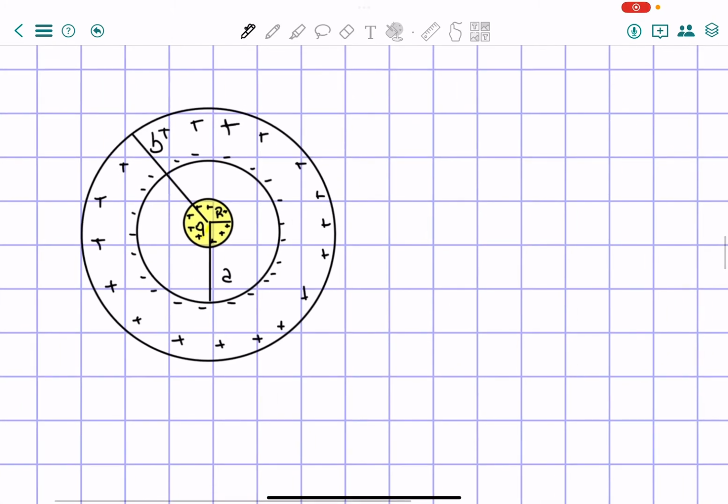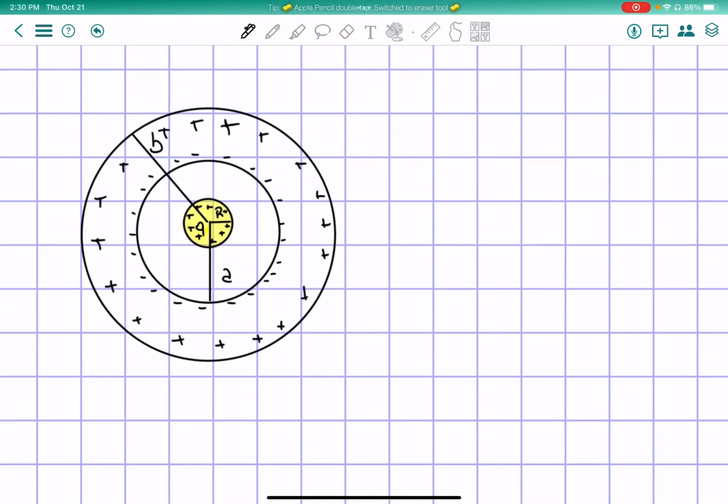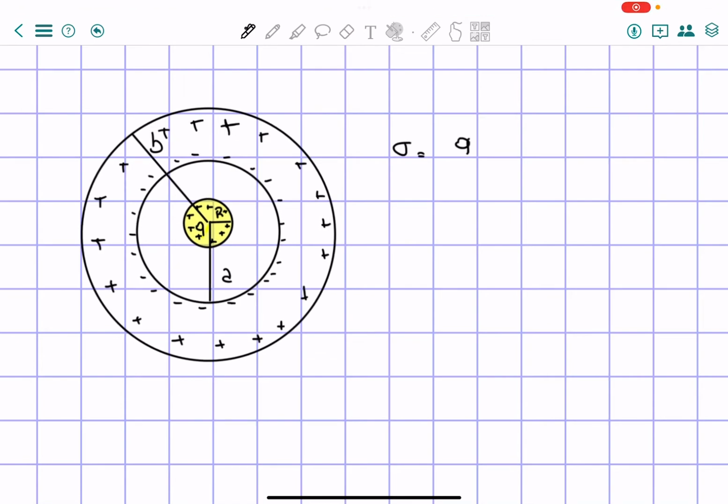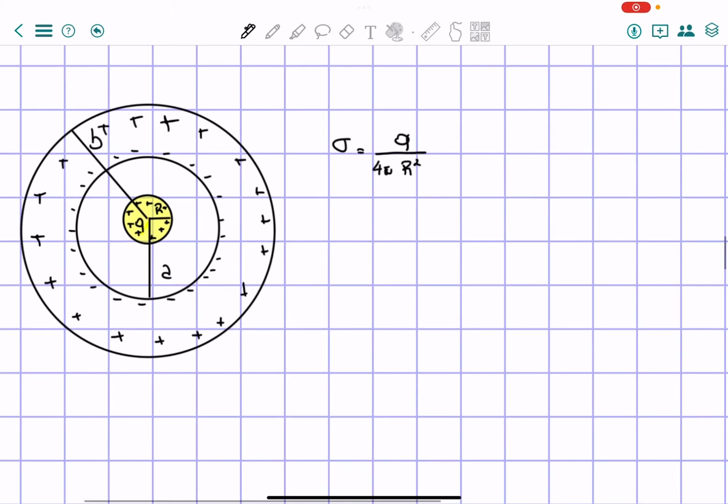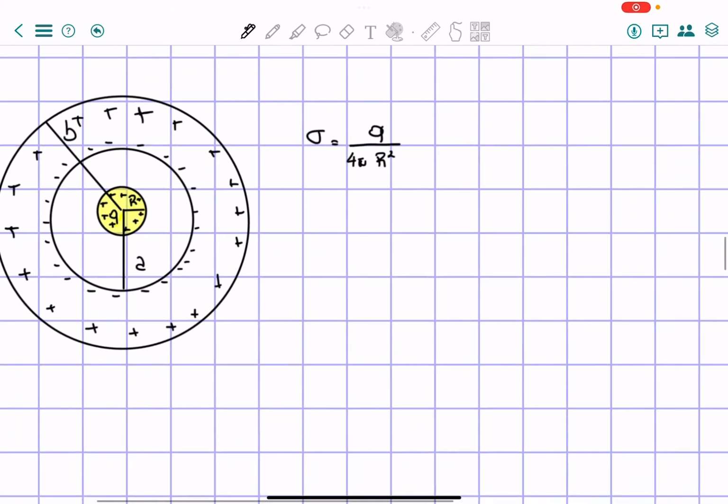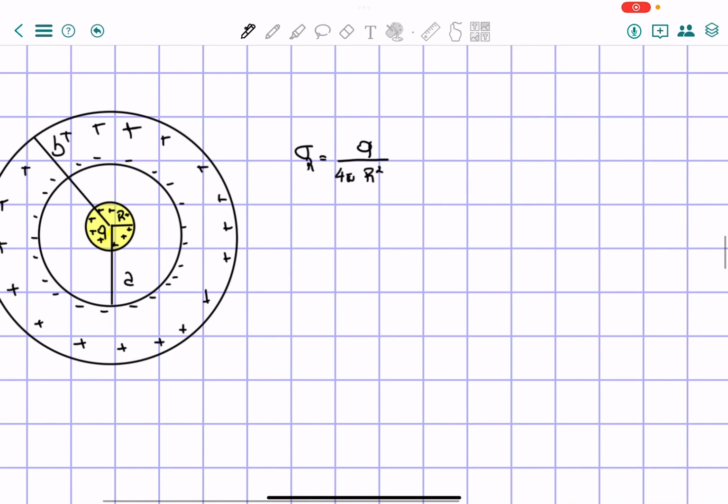Okay, so now the surface charge at the radius R will be equal to the charge Q over 4 pi R squared, where R is the radius of our sphere. The surface charge at A must then be a negative charge, so negative Q over 4 pi A squared, because that's the radius of this circle right here.